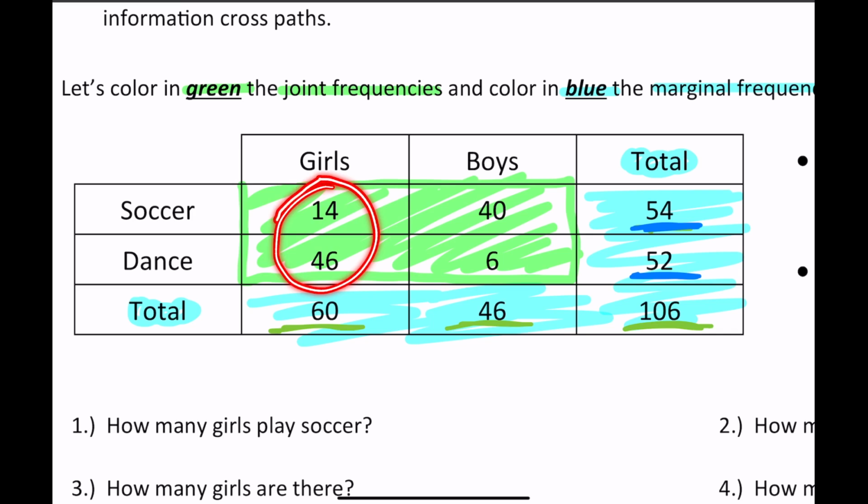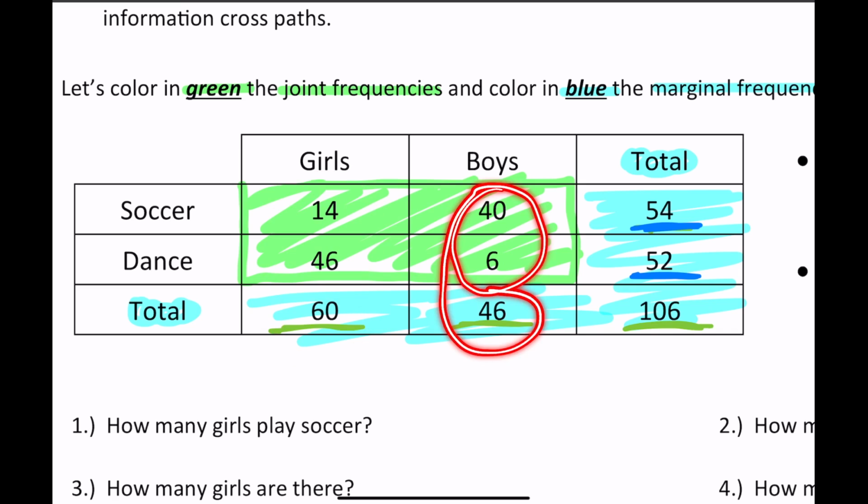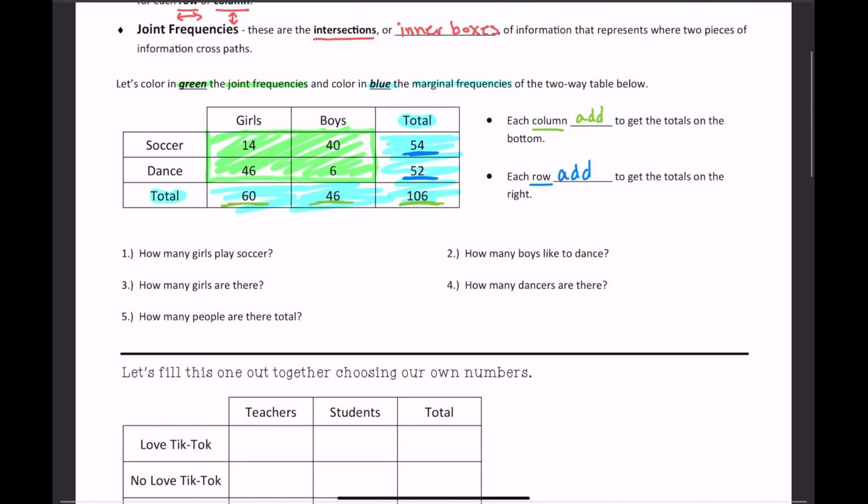14 and 46 make 60. 40 and 6 make 46. 54 and 52 make 106. Okay, so you just add.